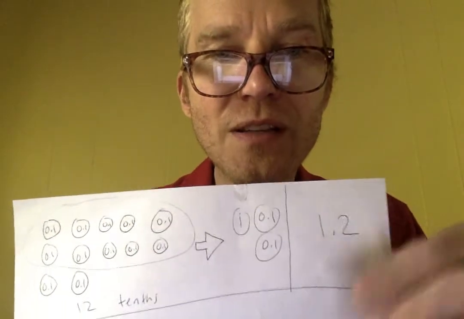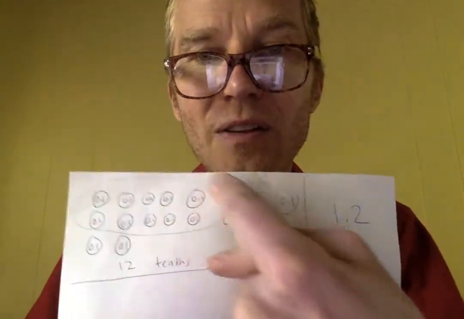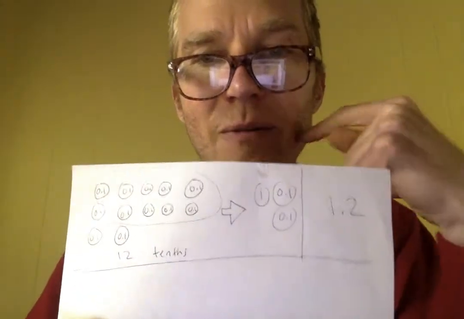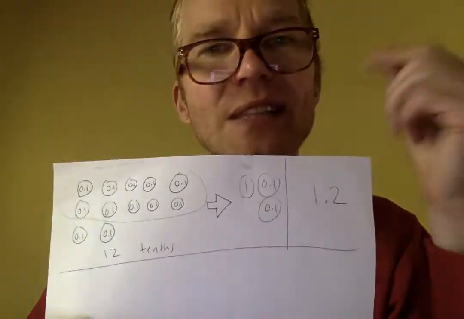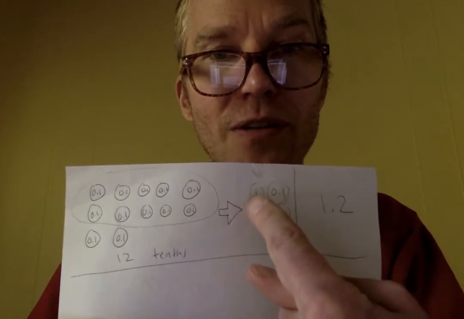1.2. So notice how to get that 1, we just circled up all the 10 tenths. We had 12 tenths. We said, well, shoot, 10 tenths is the whole. So that's just the 1. Just going to turn that into a 1.